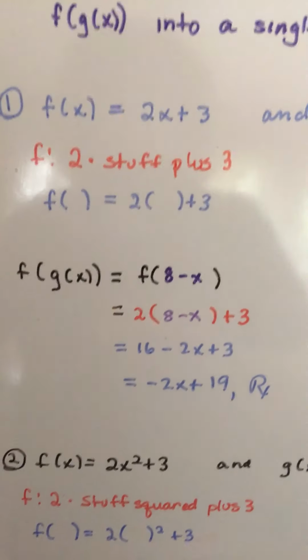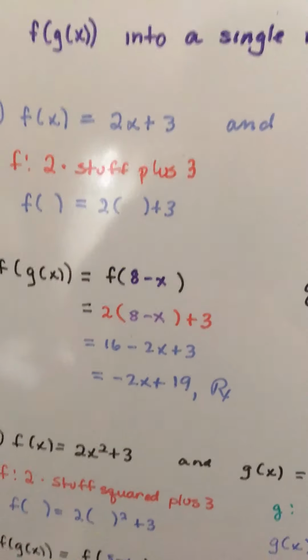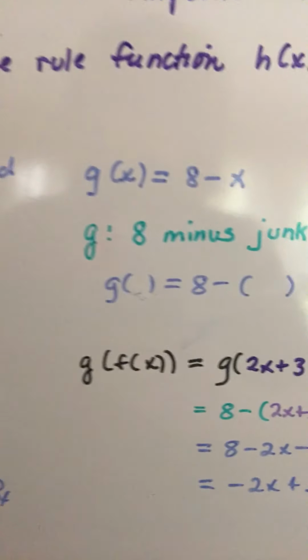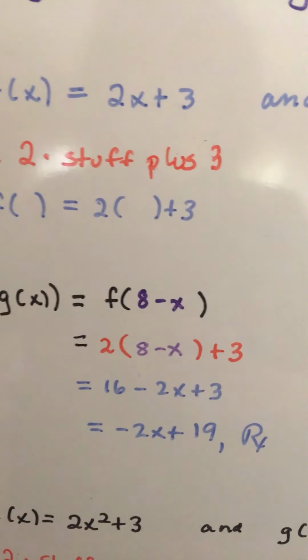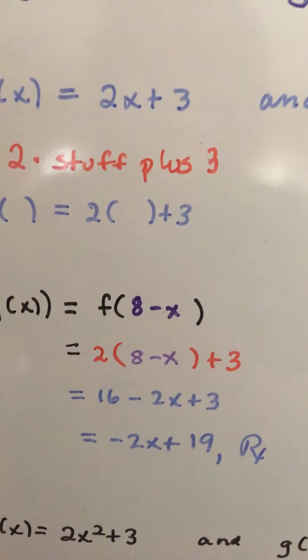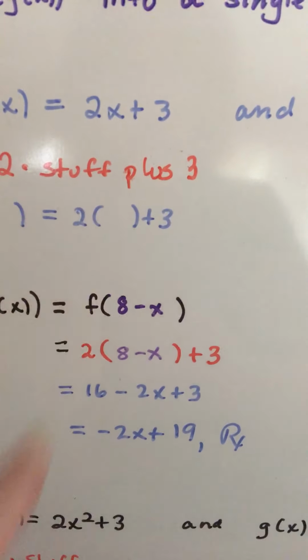You can think of it however you want. But f of g of x would be whatever g of x is. Well, what's g of x? It's 8 minus x. So I inserted it. Now that I've got that, I want to apply my f rule. What does it say? 2 times stuff plus 3.